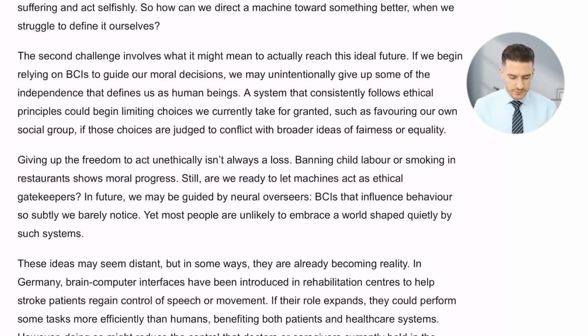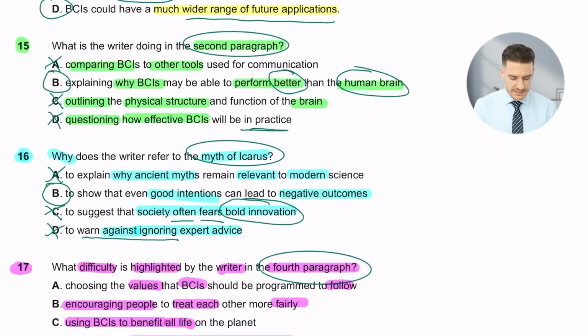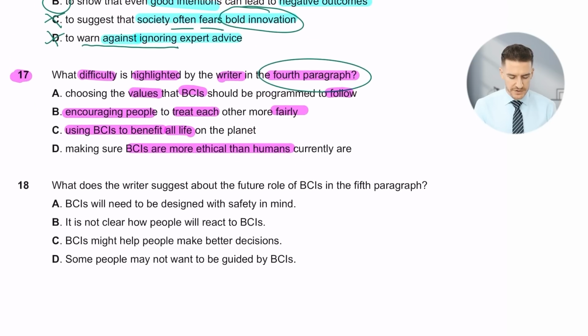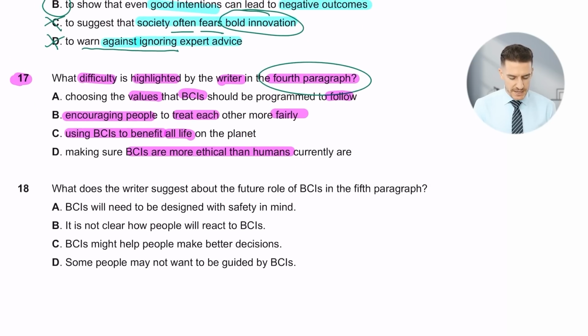So let's go down and we'll find the correct answer. So 17, here it is. Choosing the values that BCI should be programmed to follow. Yes, that looks like what the writer was talking about. B, encouraging people to treat each other more fairly. Well, no, it doesn't talk about that.